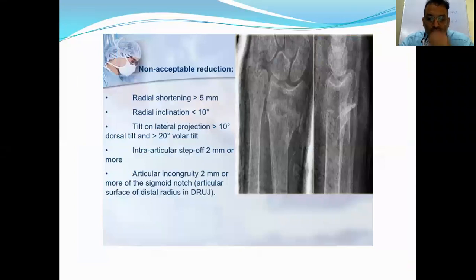Non-acceptable reduction, if you can see at the slide, this is not acceptable reduction because the radial angle is not maintained. There is more than 5 mm shortening. The fracture is not reduced completely. And there is tilt, lateral tilt more than 10 degrees. The dorsal tilt is not corrected. So this type of fracture you should try to intervene by operative method.